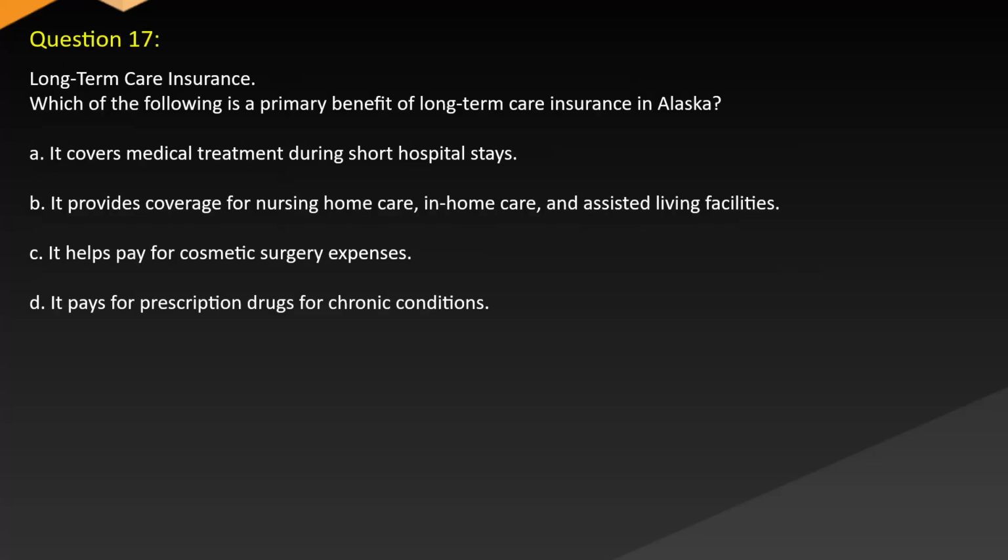Question 17. Long-term care insurance. Which of the following is a primary benefit of long-term care insurance in Alaska? A. It covers medical treatment during short hospital stays. B. It provides coverage for nursing home care, in-home care, and assisted living facilities. C. It helps pay for cosmetic surgery expenses. D. It pays for prescription drugs for chronic conditions.